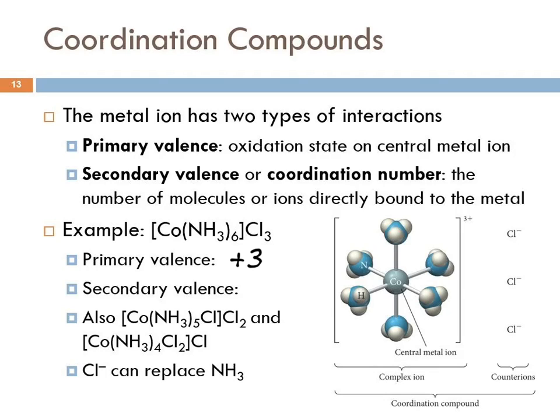What's the secondary valence for this one? 6, because there are 6 molecules or ions bound directly. It's the number of ligands. Okay, so that's a coordination compound. And we see over here its formula. The complex ion is in brackets. We've got the cobalt, and then this is the ligand, and on the outside, the parentheses, the number 6 tells us how many of those. And then this is the counter ion.